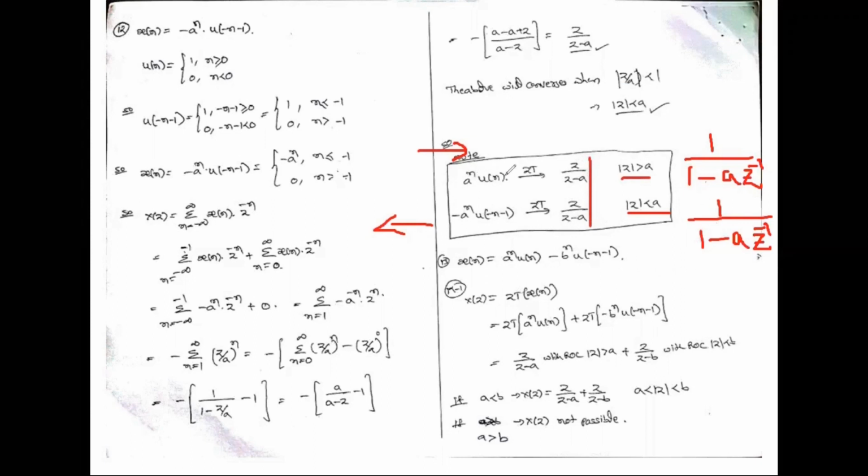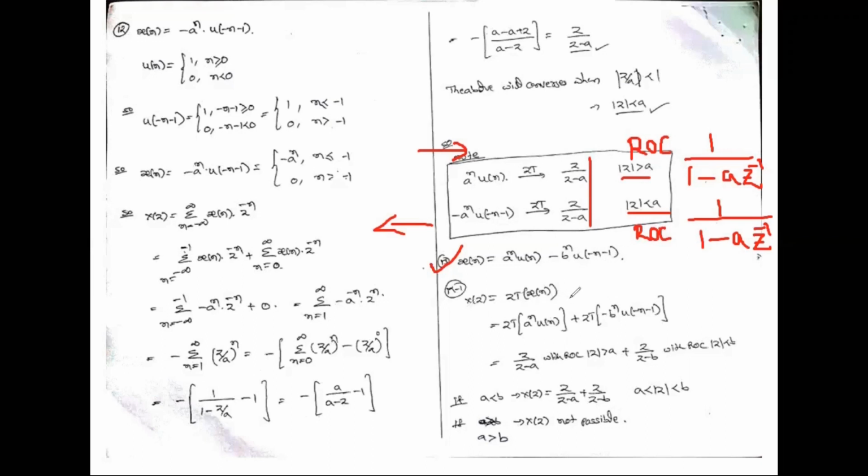When the signal is a combination of a power n mu of n and minus a power n mu of minus n minus 1, instead of a power n, without confusion, we take b power n mu of minus n minus 1 as a signal. For the combined signal, what is the ROC? The ROC for a power n mu of n is Z greater than a, and for minus b power n mu of minus n minus 1, the ROC is Z less than b. When combining the two, what is the ROC and what is the Z transformation?